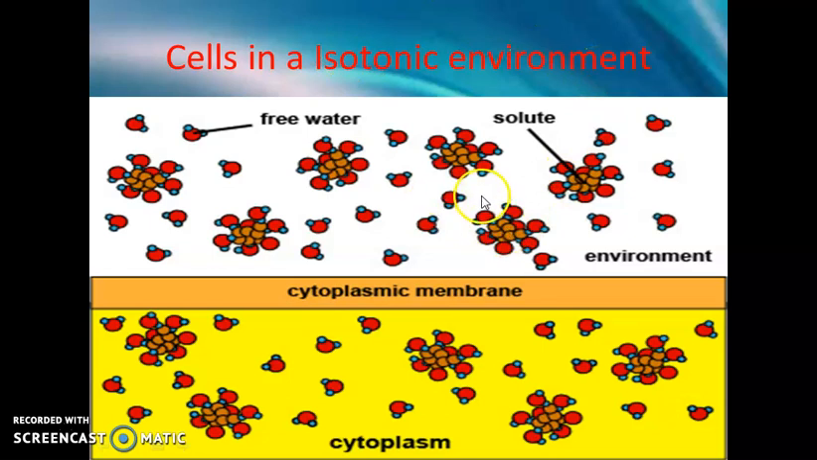So the solute concentration inside and outside is the same, so water can easily move across the cytoplasmic membrane, because there is an equal amount of solute inside and an equal amount of free water outside.